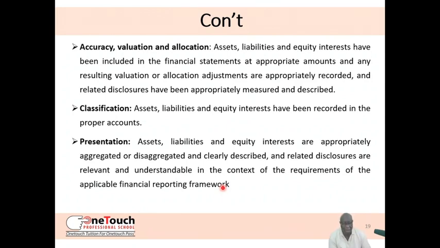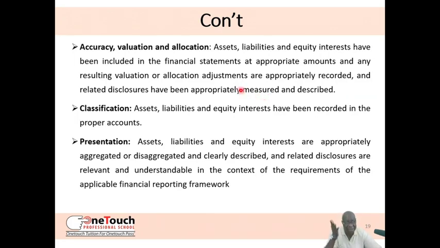They also tell you that all the balances that appear in the financial statements, that assets, liabilities, and equity interests have been included at appropriate amounts, and any resulting valuation or allocation adjustments are appropriately recorded, and related disclosures have been appropriately measured and described. What is that telling you? Accuracy, which we discussed. They are telling you that all the assets and liabilities they have recorded in their position statement are accurate. So you do recomputation, you do revaluation, and then allocation. Where they are located, you have allocation, which is what? Current assets, non-current assets, current liabilities, non-current liabilities. All these things have been properly allocated.